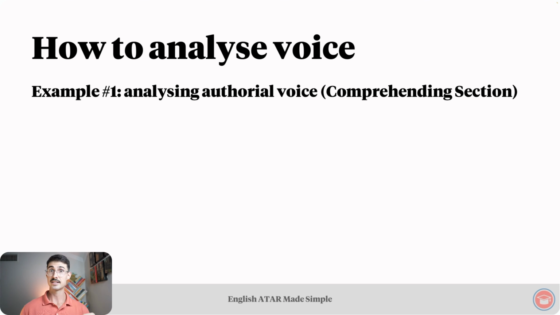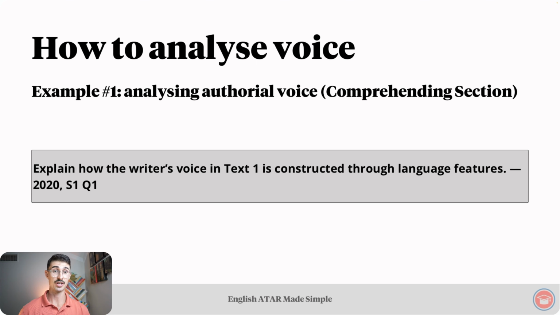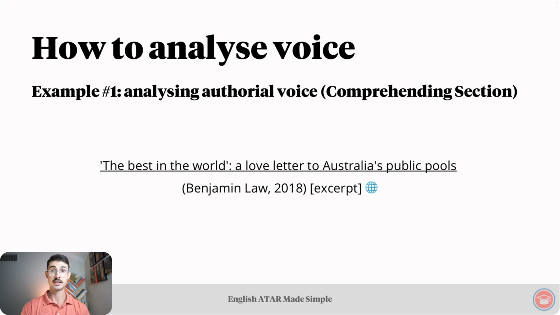Let's take a look at analyzing authorial voice first, specifically in relation to a comprehending section question. And that question is, explain how the writer's voice in text 1 is constructed through language features. 2020, section 1, question 1. Text 1 is a memoir titled The Best in the World, a love letter to Australia's public pools, and it's just an excerpt. You can find the full memoir in the resources tab below the video, but I'll read out the relevant excerpt now.